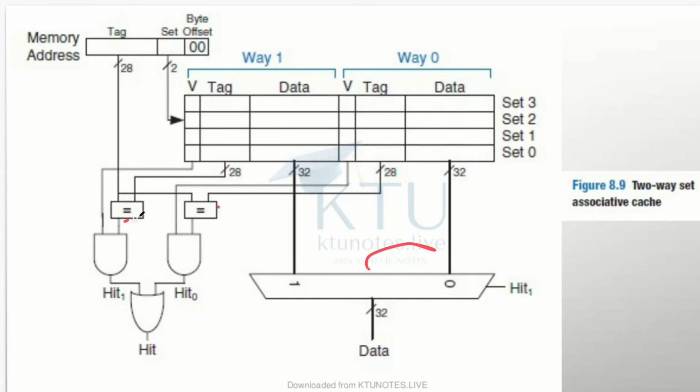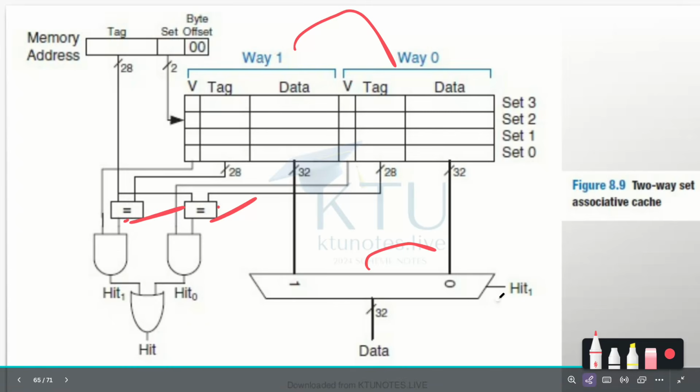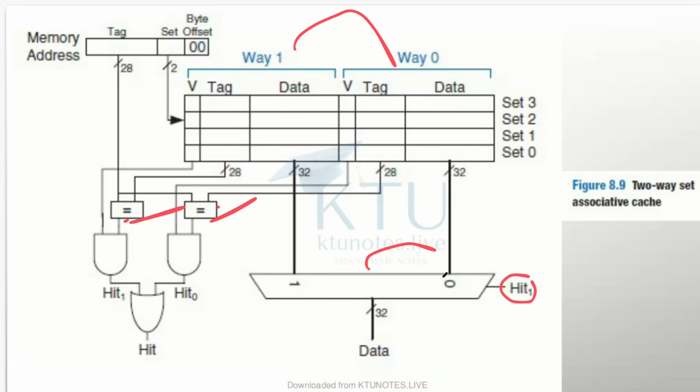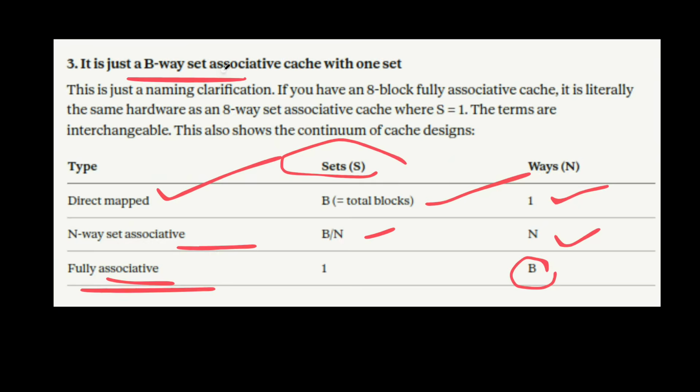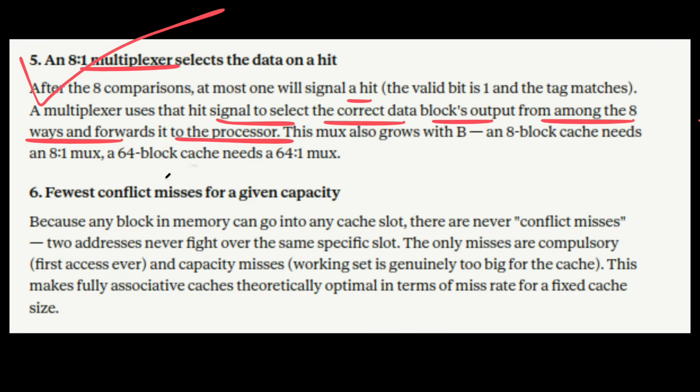Now these are the comparators. There would be a lot of comparators because 8 comparators would be needed, right? Since for 2 ways we use 2 comparators, if there are 8 ways, then 8 comparators are there, and any of them would give us the hit. That hit decides which data you have to use in this multiplexer. So we will use an 8:1 multiplexer to decide. If there are 64 blocks, but here only 8 blocks were there, so we use an 8:1 multiplexer.